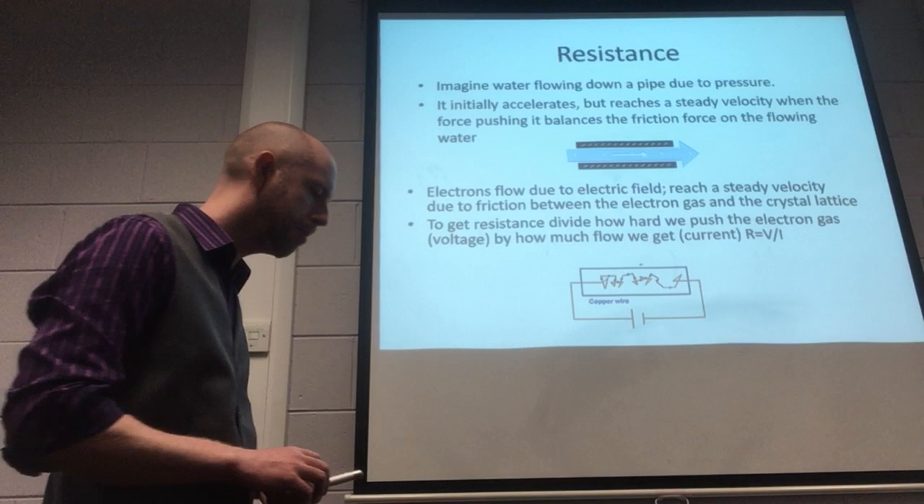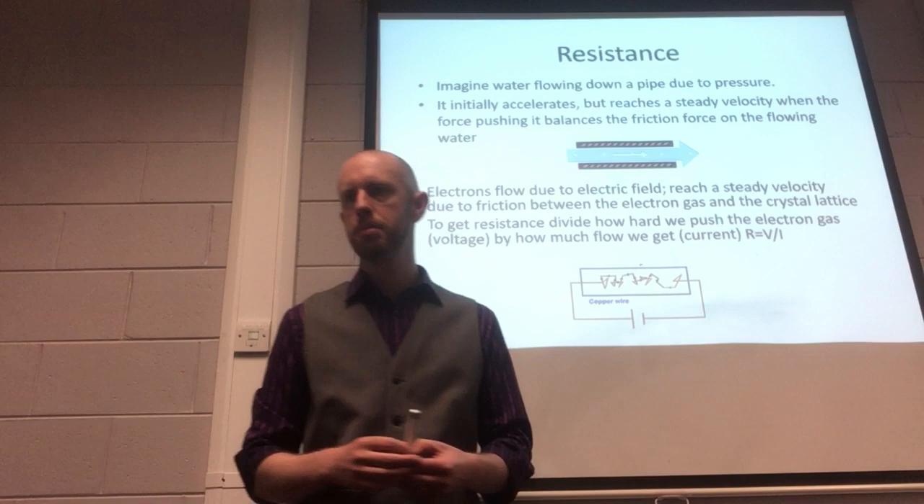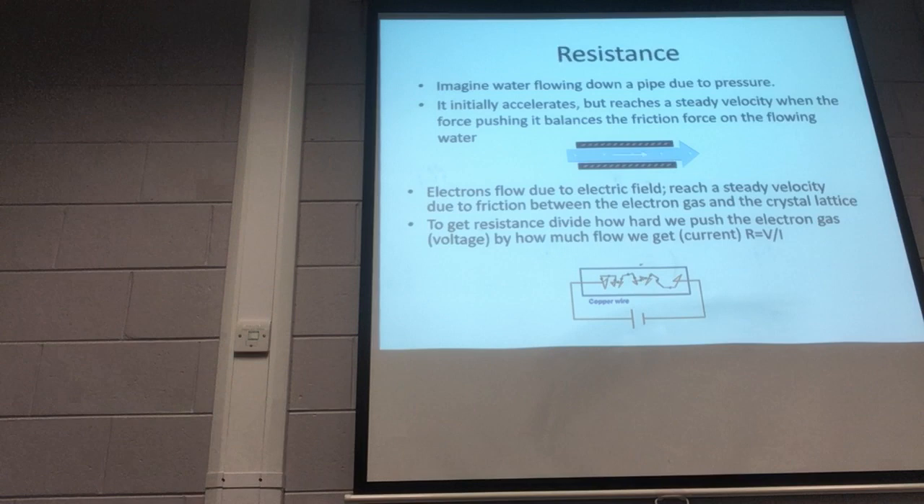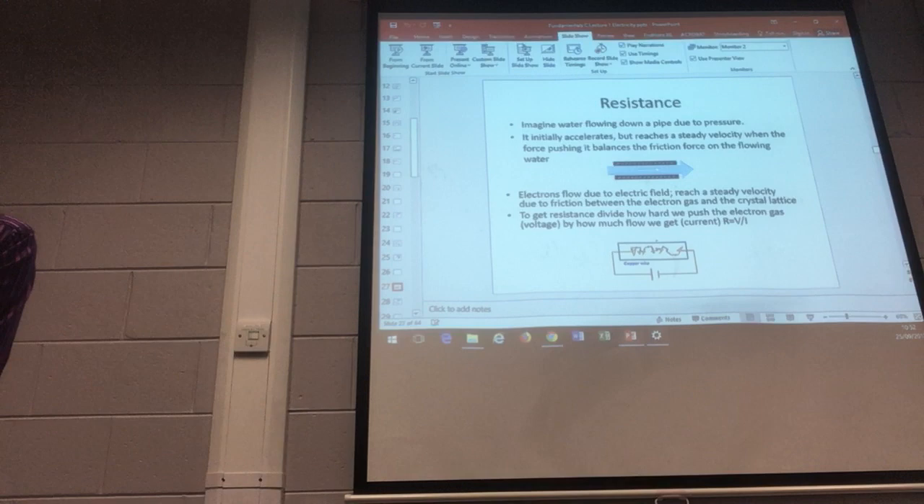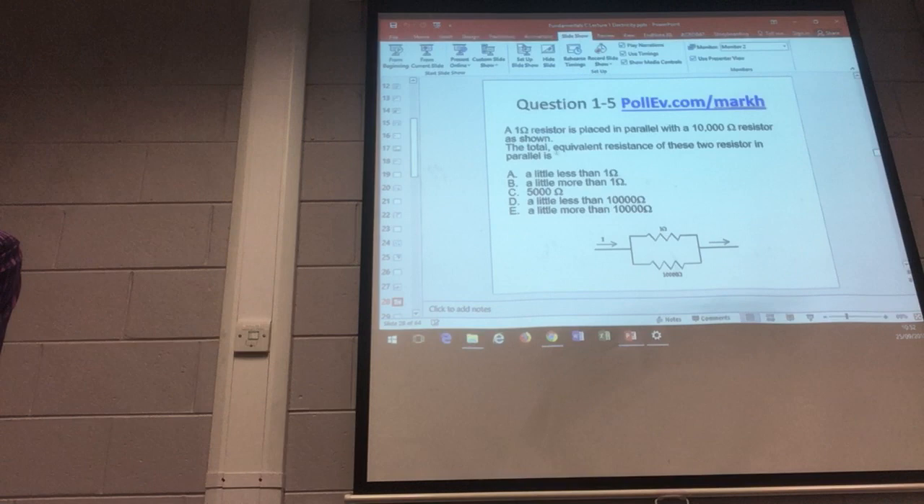So let's have another conceptual question then now on resistance. To get an idea of your conceptual understanding of resistance. So here we've got a 1-ohm resistor that's placed in parallel with a 10,000-ohm resistor as shown. So we've got a 1-ohm resistor here, 10,000-ohm resistor here.